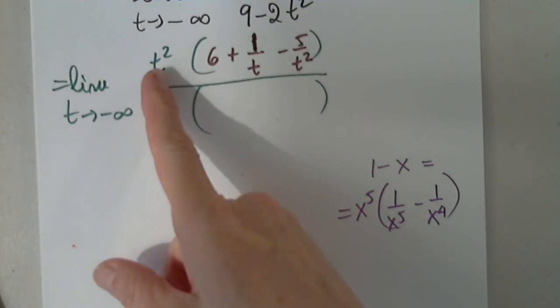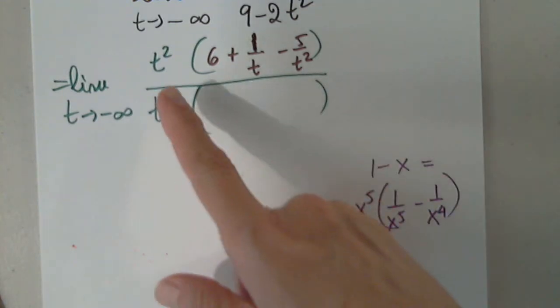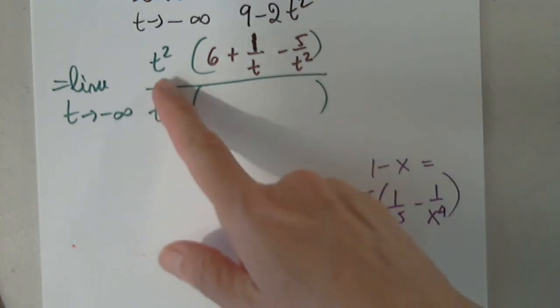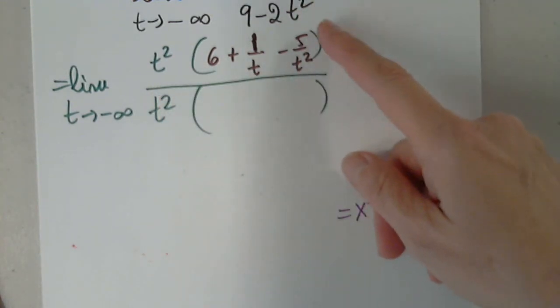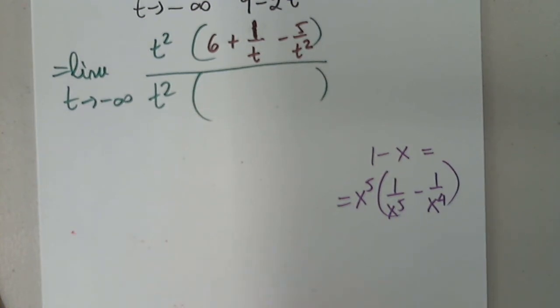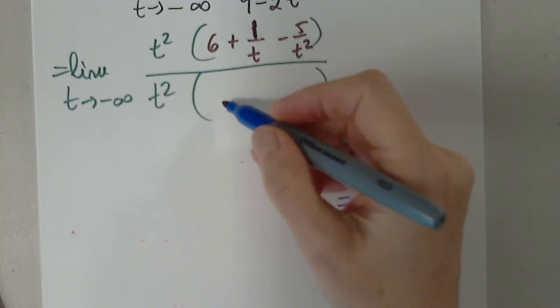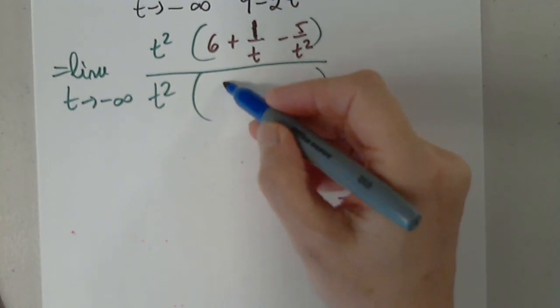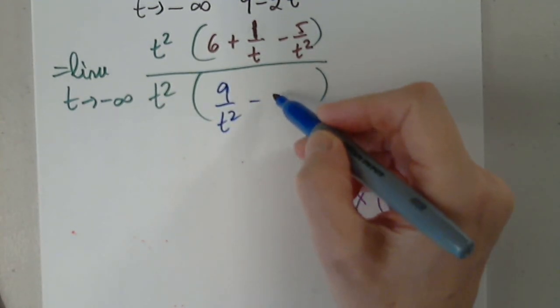Let's try. Is t squared times 1 over t that? Yes. Is t squared over t that? Yes. Is t squared times 5 over t squared that? Yes. Good. What do we have in the denominator? Over 9 over t squared minus 2. Excellent.